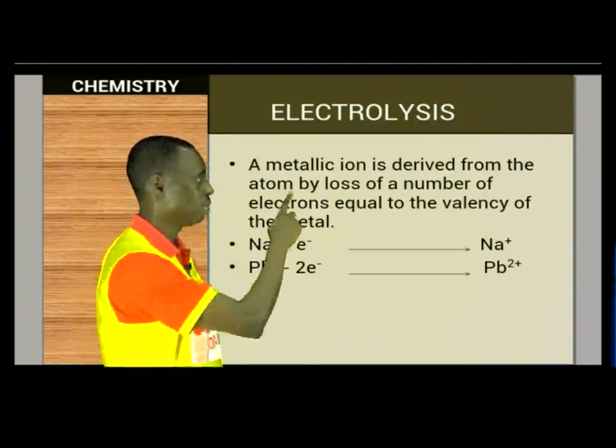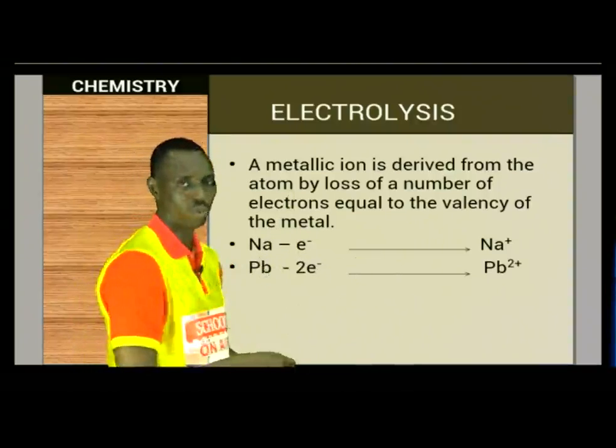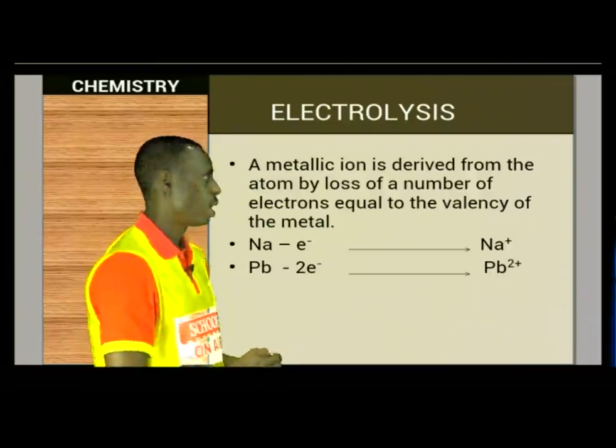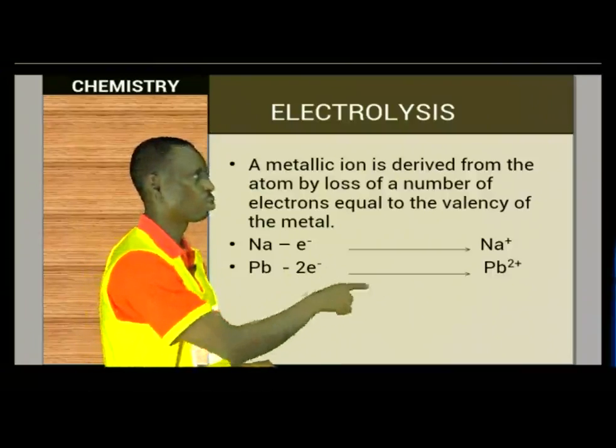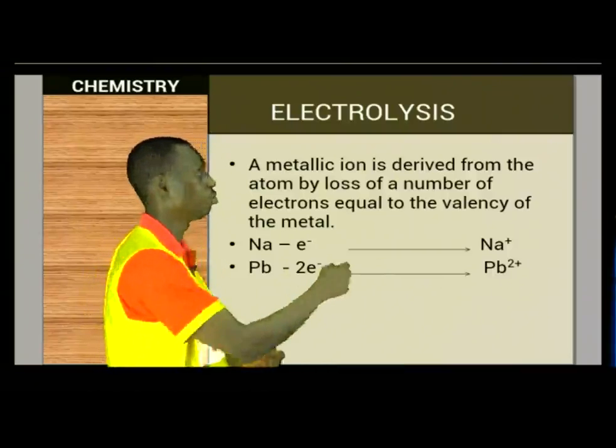So you can see that in the case of metallic ions, they lose electrons, so they are losing an electron to become the unipositive sodium ion. Whereas in the case of lead, it needs to lose 2 electrons to attain pseudo-noble gas structure. So we have lead 2 ions.